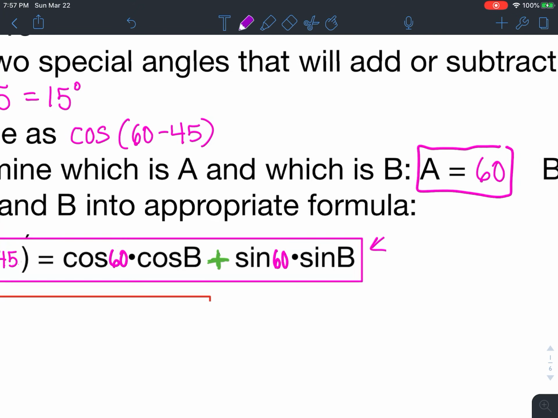Choose a different color. Okay. Now we're going to replace those B's with our B number, which was 45.